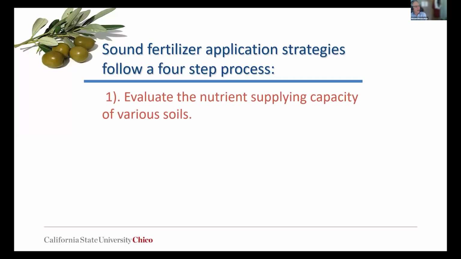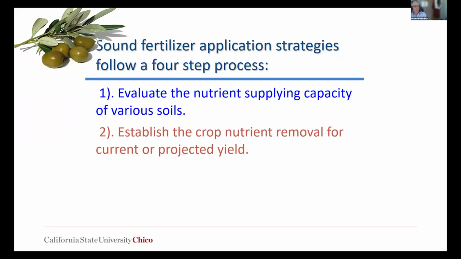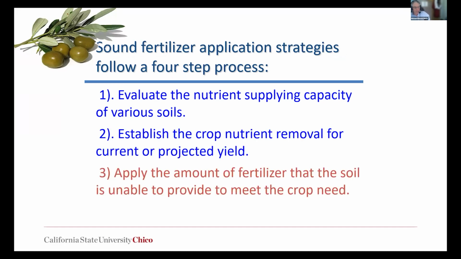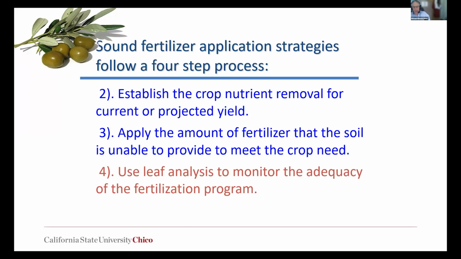So briefly, what I want to talk about is developing a 4-step process for sound fertilizer management. 1, you have to evaluate the nutrient supply capacity of various soils because they do vary. 2, you have to establish the crop nutrient removal from the current crop or project the yield into the future, because you need to replace what is being removed in the crop. Otherwise, you're just mining the soil. And 3rd, you have to apply the amount of fertilizer that the soil is unable to provide to meet the crop needs. And finally, use leaf analysis to monitor the adequacy of the fertilizer program and fine-tune your applications. So I'm going to go into more detail, but this is where I'm going today.